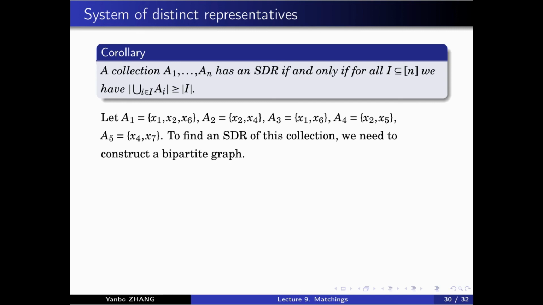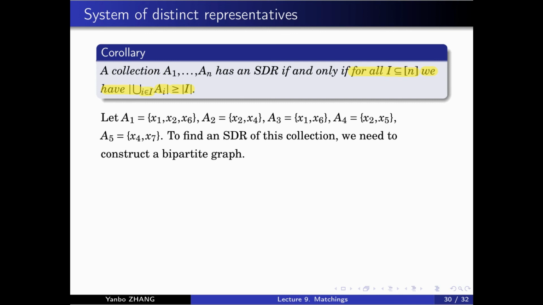Here is the corollary of SDR. A collection A1, A2 to An has an SDR if and only if for all I contained in N, where N is a set with elements 1, 2, 3 up to n, and uppercase I is a subset of N, we have the size of the union of Ai, where i belongs to the uppercase I, is greater than or equal to the size of I. How to prove this corollary? We first give an example.